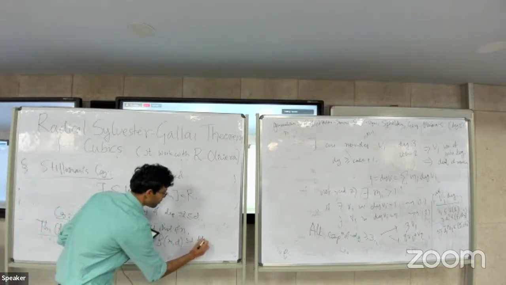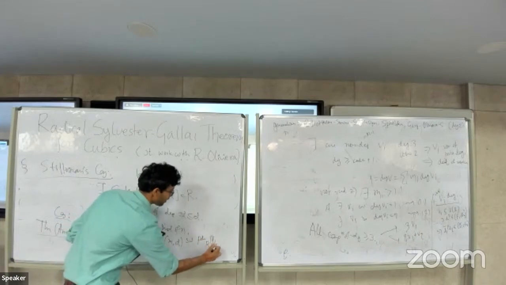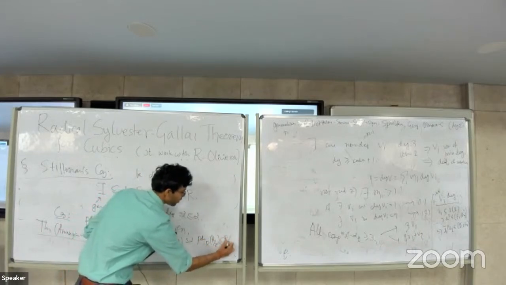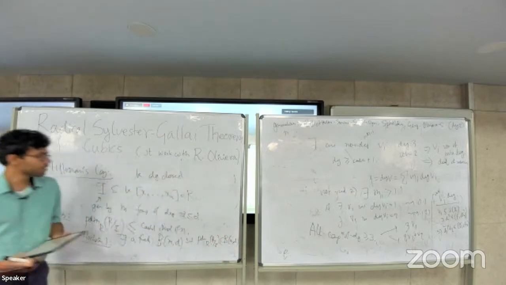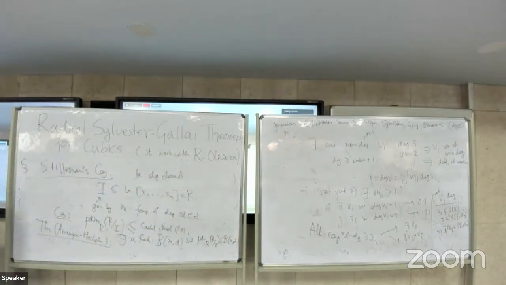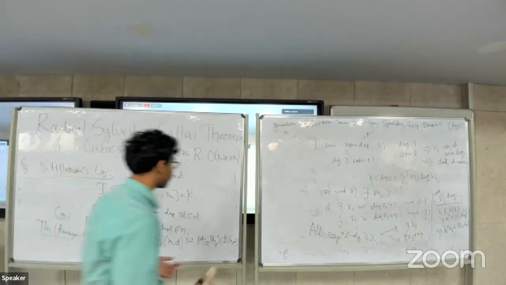Such that projective dimension of R mod I is bounded by p of m comma d, independent of the number of variables and the field. So this is what Stillman's conjecture was, and it was proved by Ananyan and Hochster.